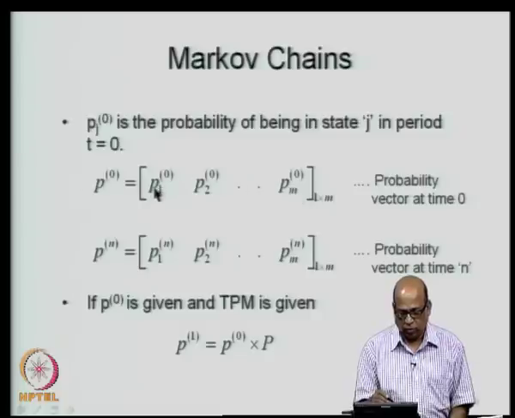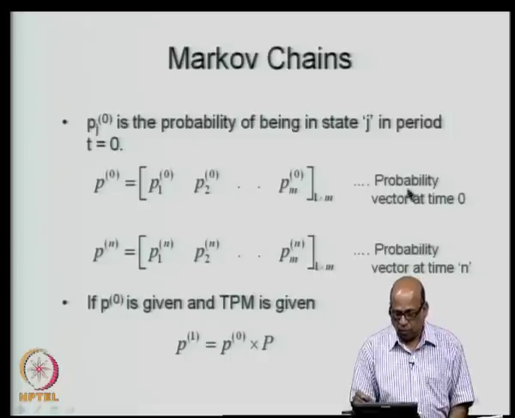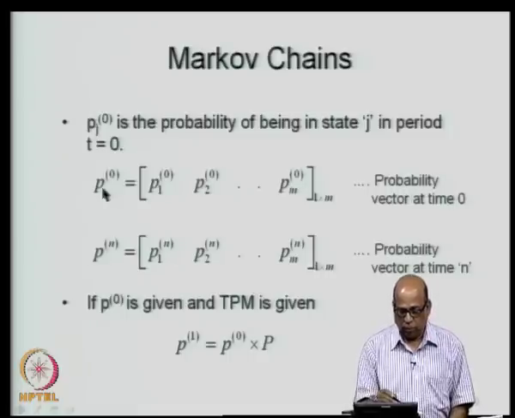So, this is how it is written: p 1 0, which is the probability of being in state 1 in time step 0, probability of being in state 2 in time step 0, and so on, probability of being in state m in time step 0. So, this is a 1 by m row vector. This is called the probability vector at time 0.